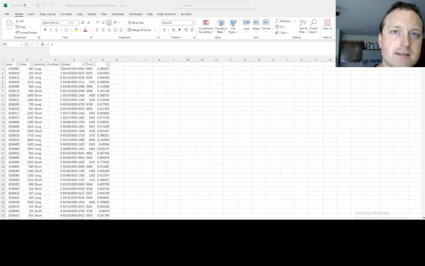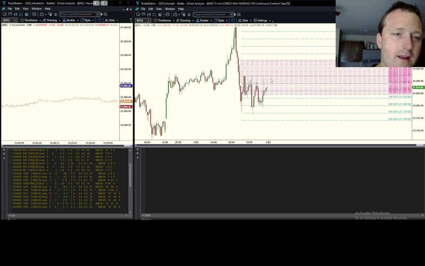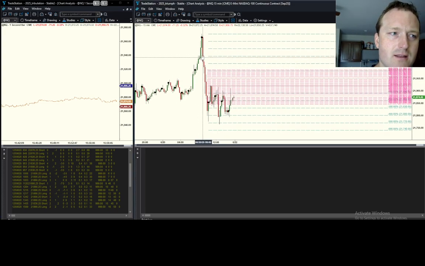Well, let's see if it's more steady. Let's see if it's more fluid in price movement. So let's go ahead and do that. How am I going to do that? Well, I'll show you. Right now, I have these increments on the screen here.